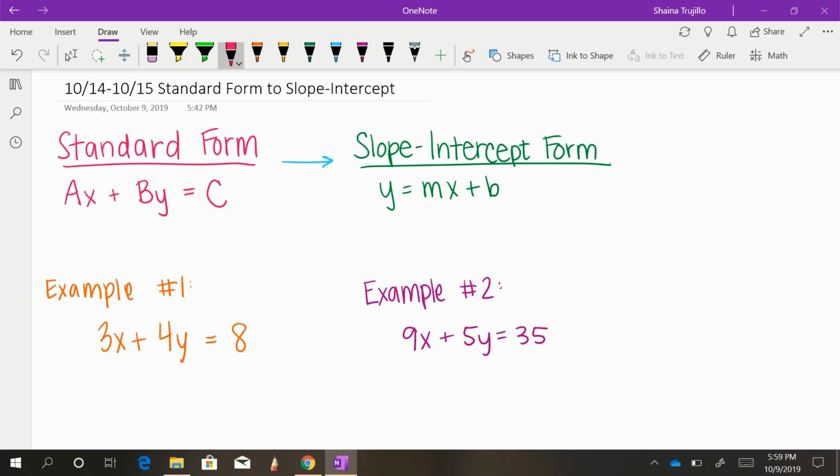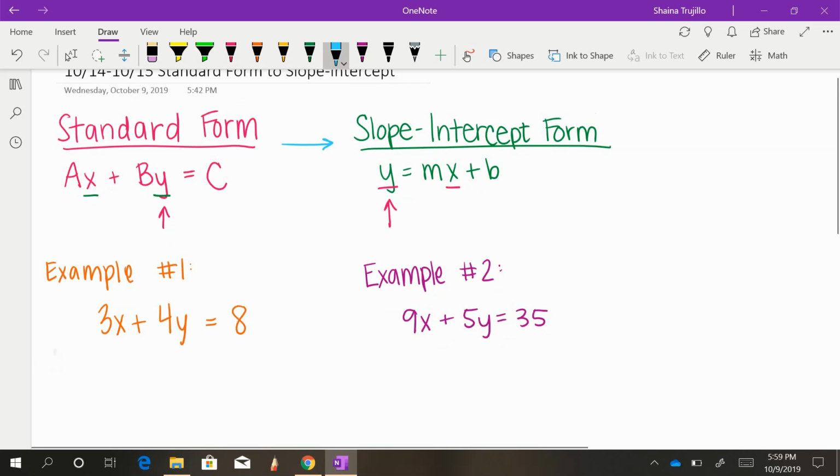Okay, now before you get overwhelmed by this, I want you to take a moment and look. We have an x and a y variable in both slope-intercept and standard form. So our goal is that we want to get this y all by itself, like how it is in slope-intercept form. So I'm going to show you a few examples. They are all set up in standard form, and we're going to work them into slope-intercept form.